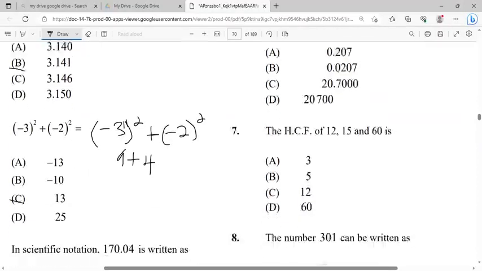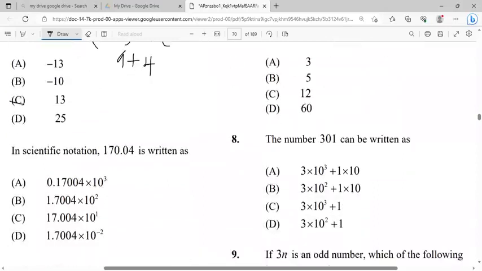Let's move on to number 3. In scientific notation, 170.04 is written as, so we need to carry the decimal point to the right. So let's see how many places. 1, 2. So we'll move 2 places. So it will be 1.7004 times 10 to the number of places we move, which is 2. We don't have to put negative because if we multiply this by 100, we get back the 170. So this would be our answer.